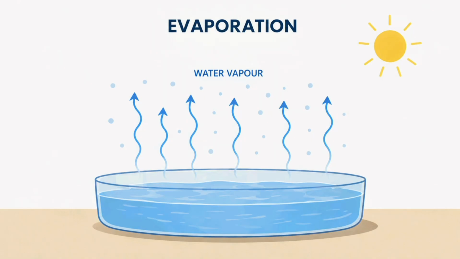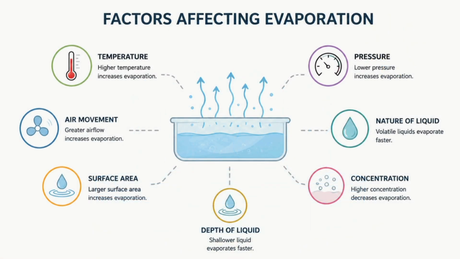So evaporation can be performed using different types of evaporators depending on the industrial needs. Thus, evaporation is an essential concentration process in pharmaceutical manufacturing. Factors affecting evaporation. Now let us understand the factors affecting evaporation. Several conditions influence the speed of evaporation.